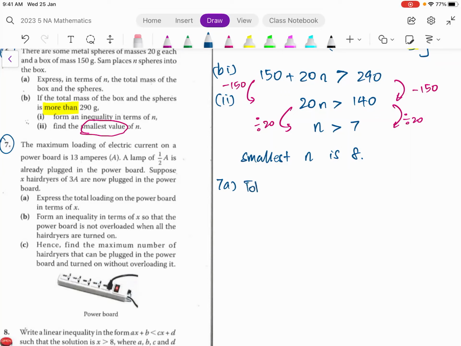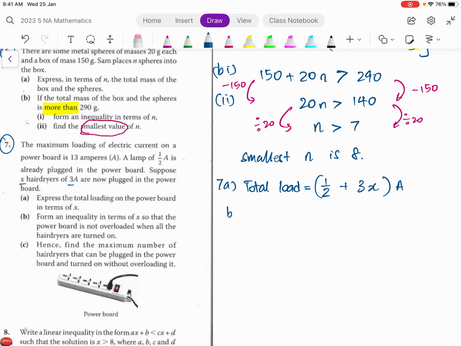Total load. So we have our half that belongs to a lamp already, plus there are X hair dryers of 3 amperes each. 1 hair dryer 3 ampere, 2 hair dryers 6 ampere. X hair dryers, X times 3. Yeah. So 3x amperes. This is the total load. Oh, done. Part A is done.